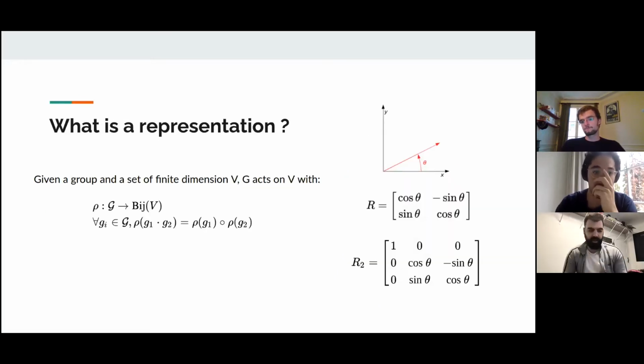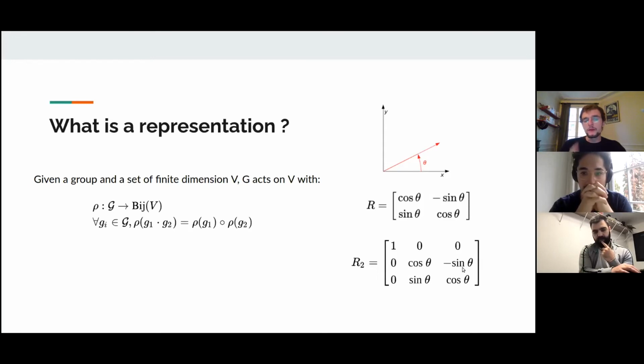Sorry, I've never seen this notation, like this rho goes from the group to a bijection. The way I'm used to thinking about this is that rho, the representation, is a map from the group space to, say, some matrix space. So here, just so I understand correctly, this bijection in this example of rotations is what? This map. It would be one of those matrices, for instance.